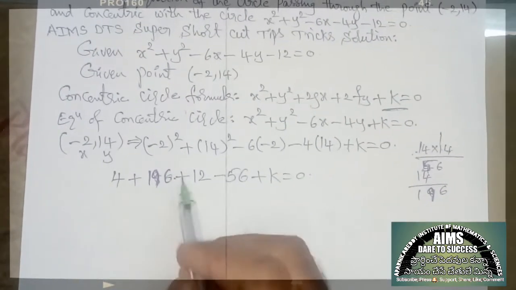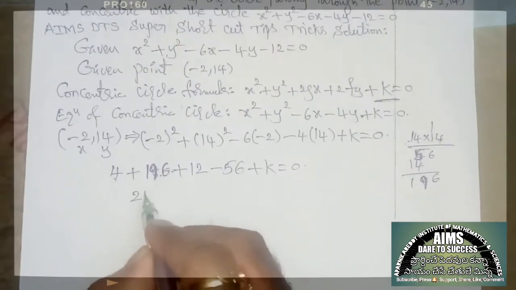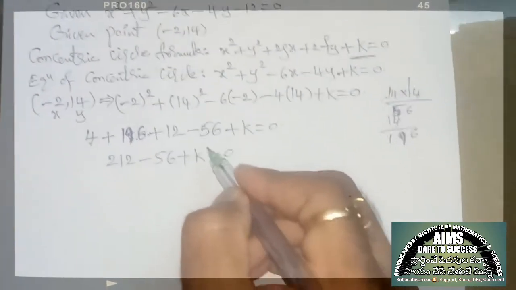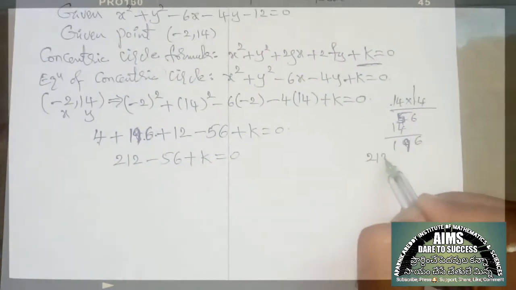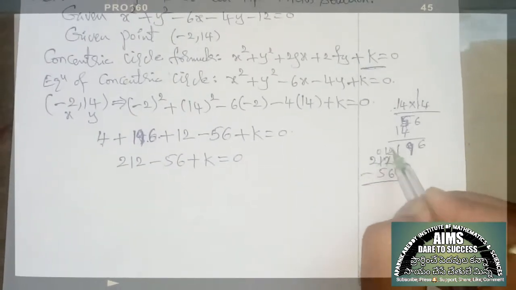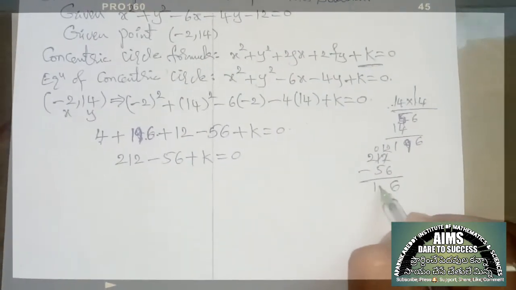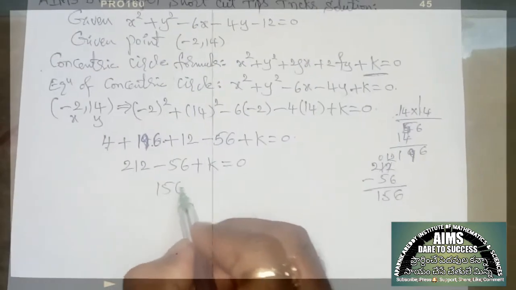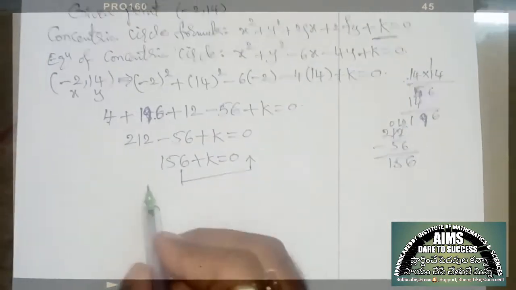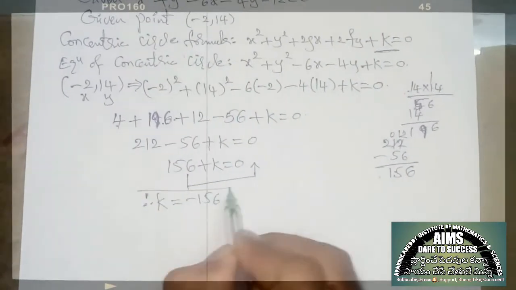Here positive numbers, 3 terms. 196 plus 4 is 200. 200 plus 12 is 212 minus 56 plus k is equal to 0. So 212 minus 56. Here 12, here 0. 12 minus 6 is 6. 20 minus 5 is 15. 156 plus k is equal to 0. This 156 coming to the right side, we get k is equal to minus 156.